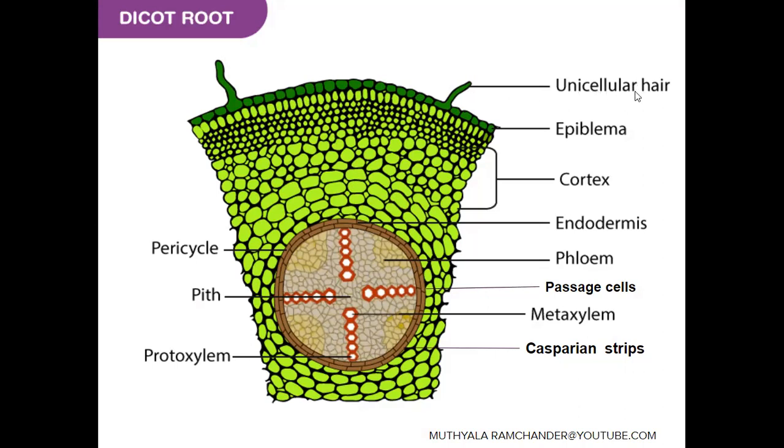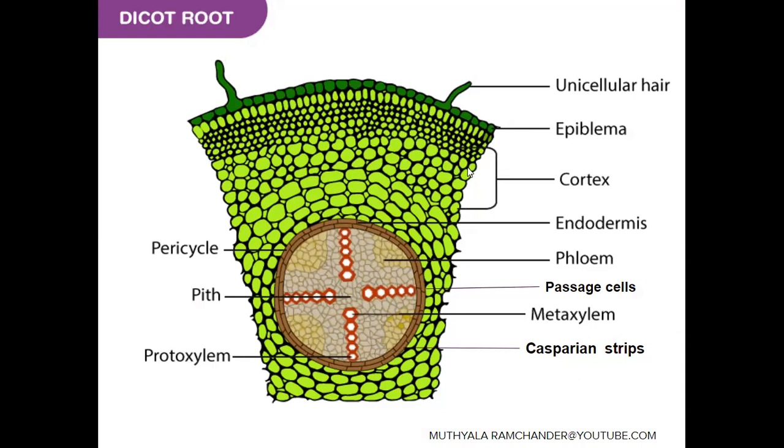They are unicellular structures, also called unicellular hairs. They mainly help in absorption of water and minerals from the soil. Beneath the epiblemma, cortex is present. A young dicot root contains a simple type of cortex. The cortex is mainly made of parenchymatous cells, but it develops slightly in adult age.